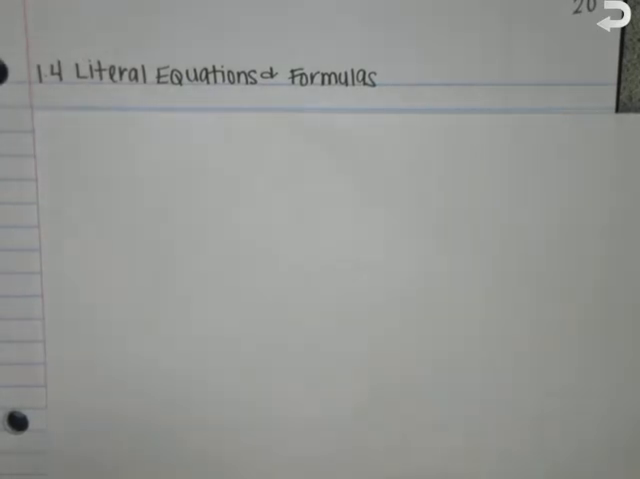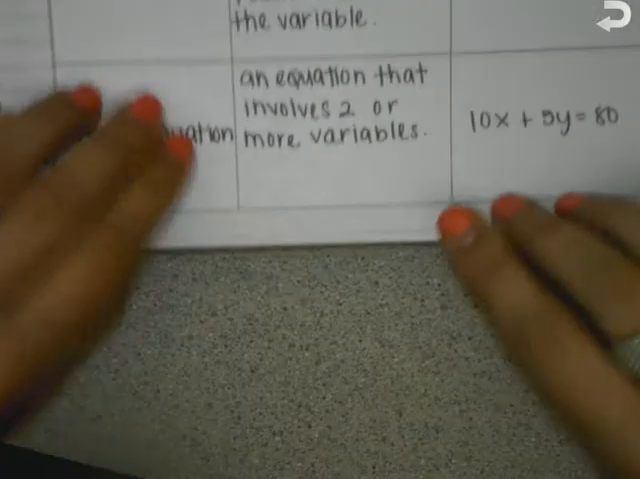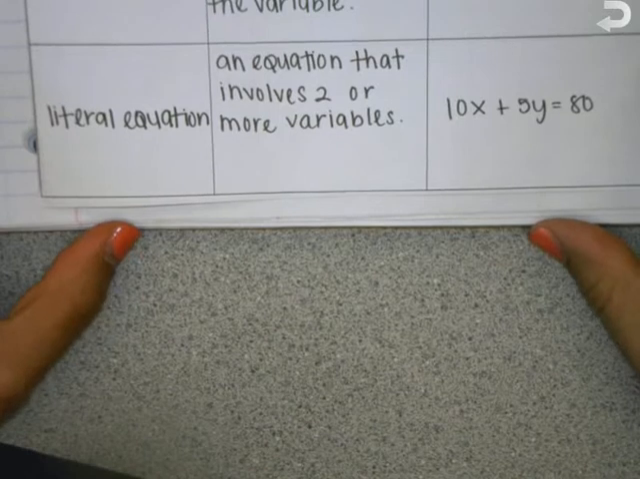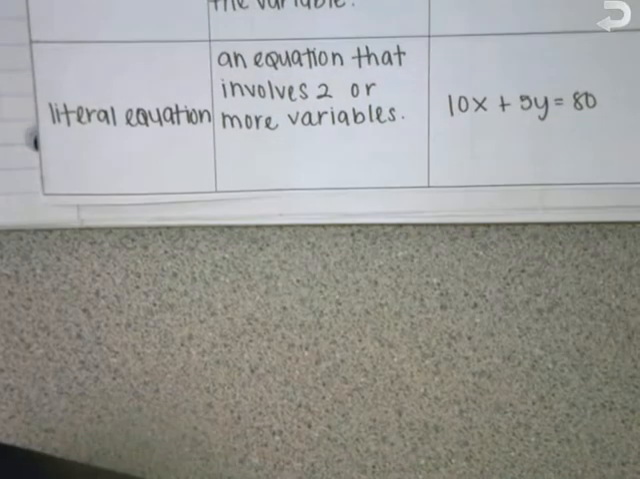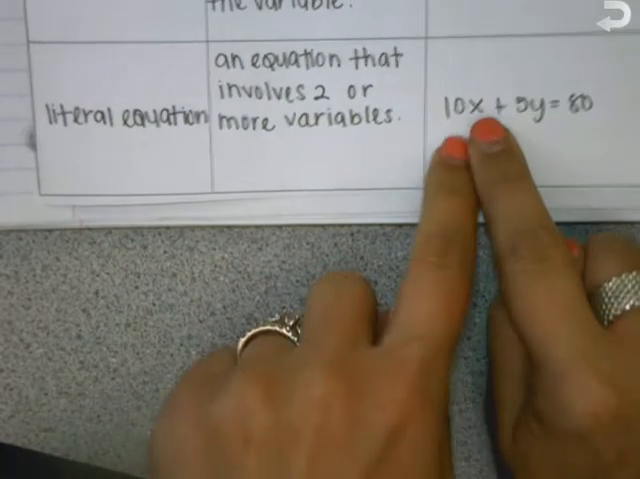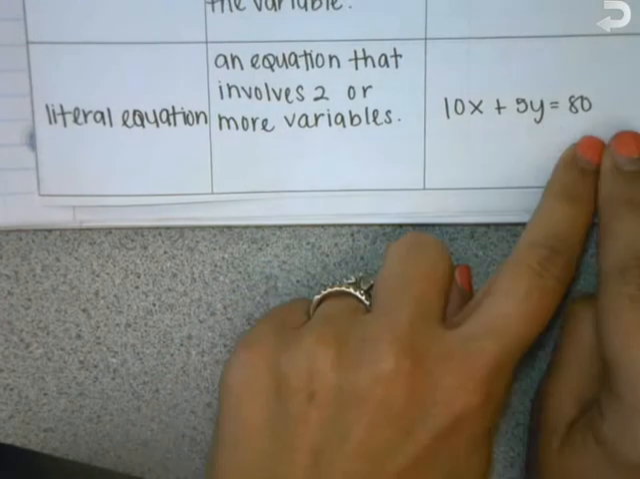Okay, guys, so today, 1.4, literal equations and formulas. Before we start, we need to define what a literal equation is. So in your vocab page, let's put down literal equations. A literal equation is an equation that involves two or more variables. For example, 10x plus 5y equals 80.